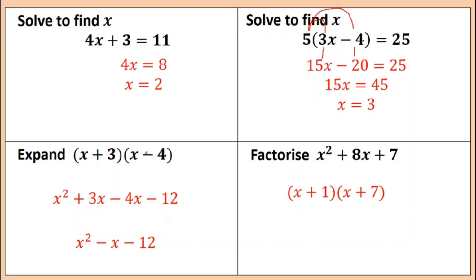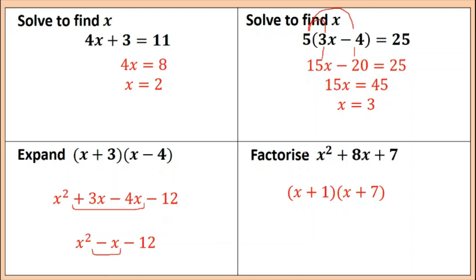Expand the brackets. You can either do that using FOIL, dodgy eyebrows, or a grid. Either way, you should have these 4 components. The middle part, plus 3, take 4, give you the minus 1x in the new simplified expression.